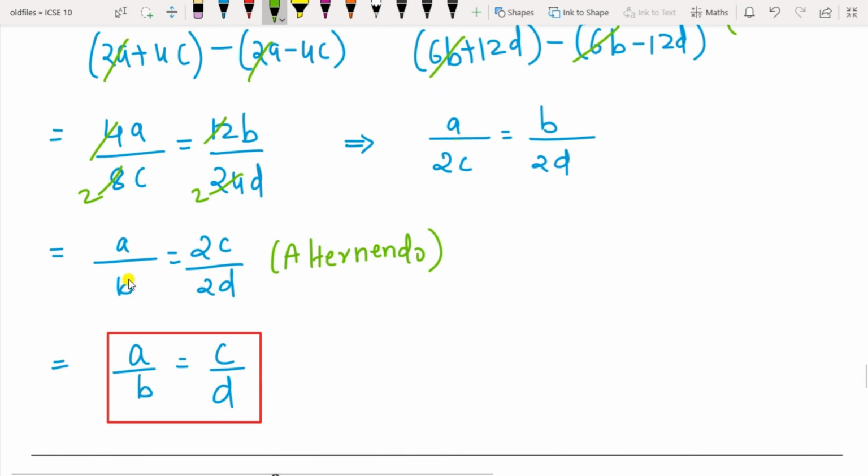Now we want a by b. So again apply the result of alternando here. It is a by b equal to 2c upon 2d. Again 2 will get cancelled. So this is the required result.